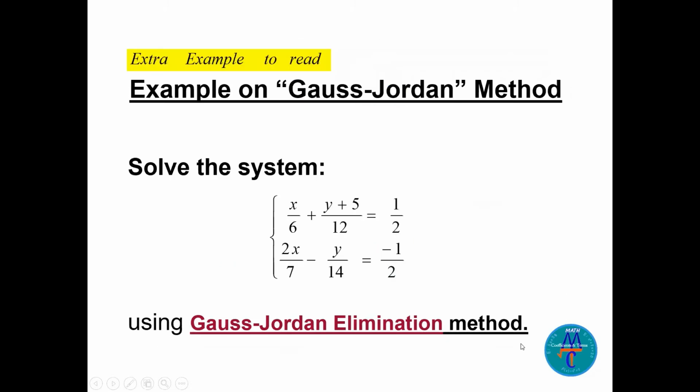Let's see an extra example here. Solve the system x over 6, a little more complicated, plus y plus 5 over 12 is equal half. 2x over 7 minus y over 14 is equal minus half. Solve the system here using the Gauss-Jordan elimination method. For sure, you have to know what to do first.